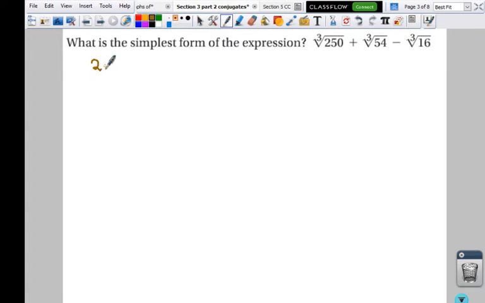So I want to take 250, and I want to rewrite it as something to the 3rd times something else. And I don't really know off the top of my head. So let's start guessing and checking. 5 to the 3rd times 2. 5 to the 3rd is 125. 125 times 2 is 250. Yes.